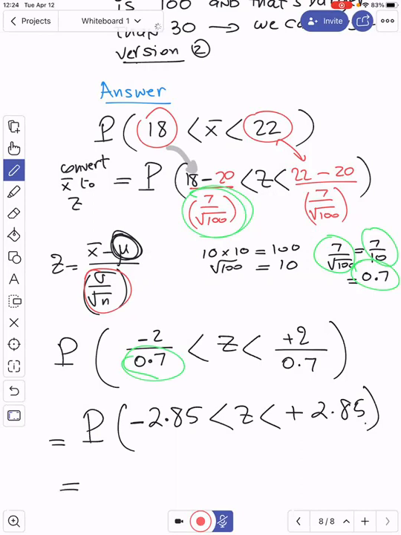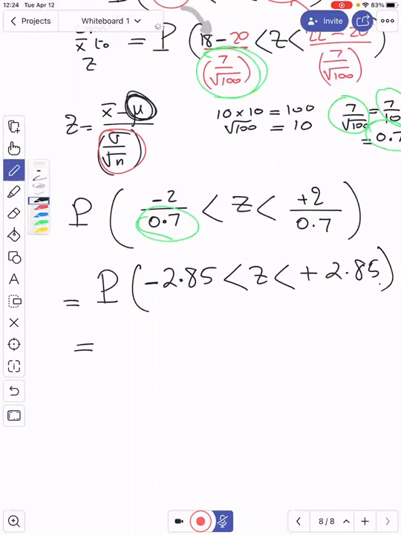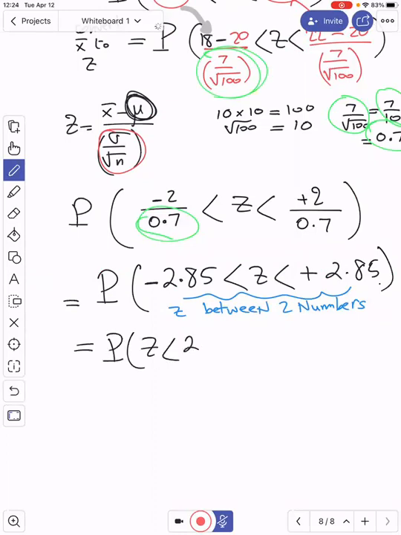So once you're done with the fraction, now you're supposed to use the chart. But again, here your z is between two numbers. So when z is between two numbers, you're supposed to take the second number, always the second number. So we need to switch: take z less than the second number, minus z less than the first. Because the area between two numbers is the area to the left of the second number minus the area to the left of the first. Now we can use our chart.